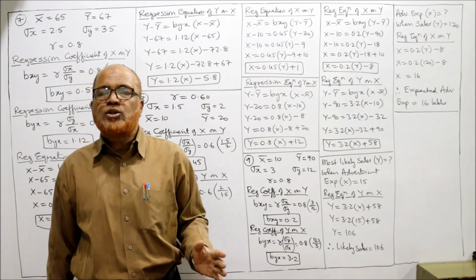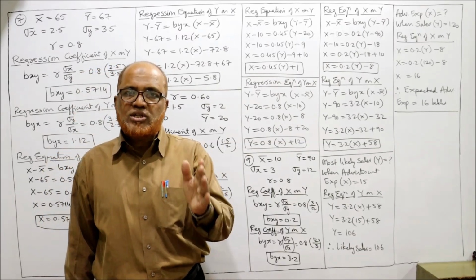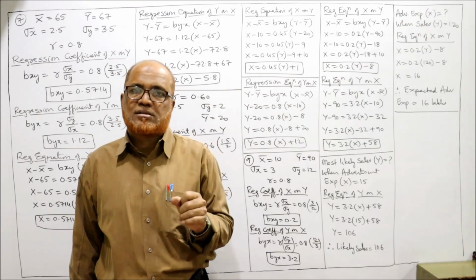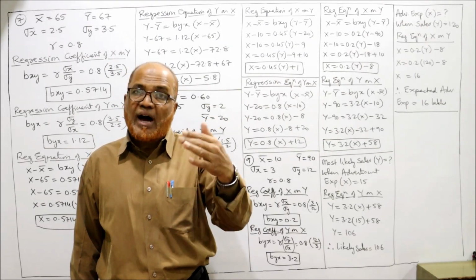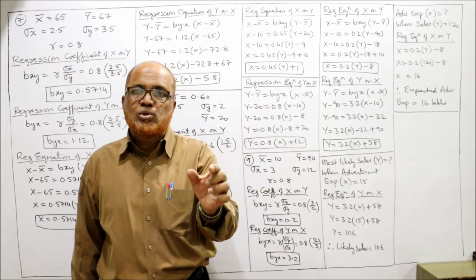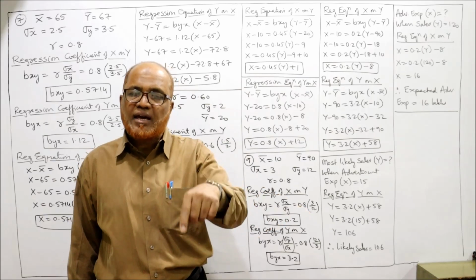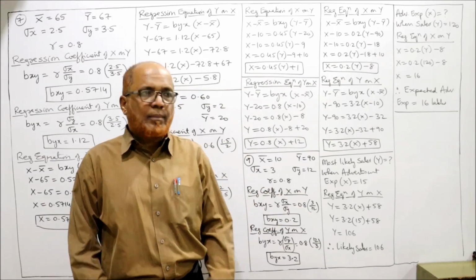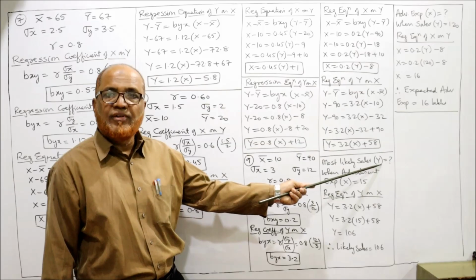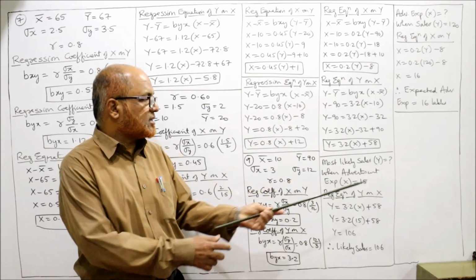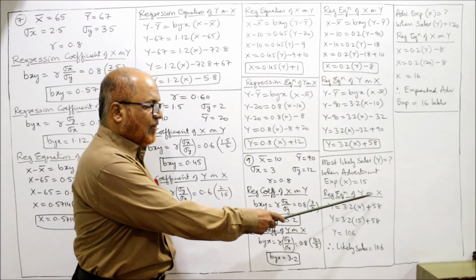In the theory video I told you the regression equation x on y will be used to predict x. The regression equation y on x will be used to predict y. So to find y, use y on x; to find x, use x on y. Now we have to find y. We have to calculate y. So we use the regression equation y on x.